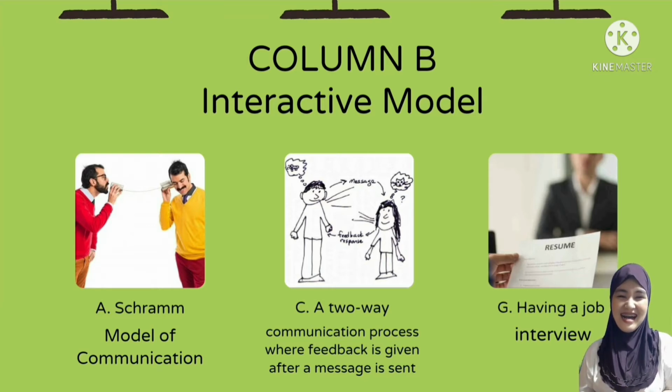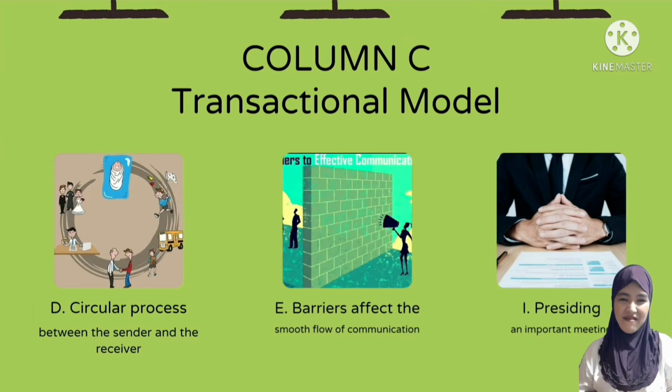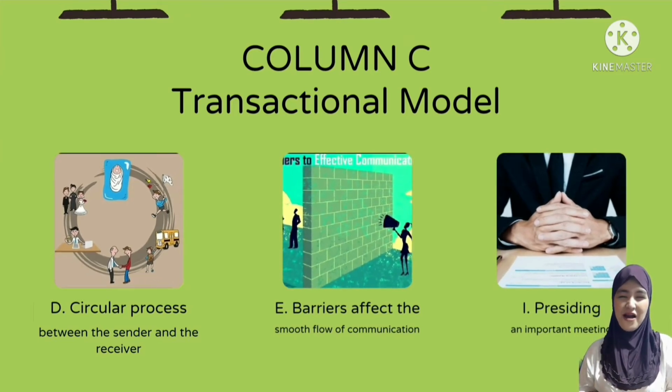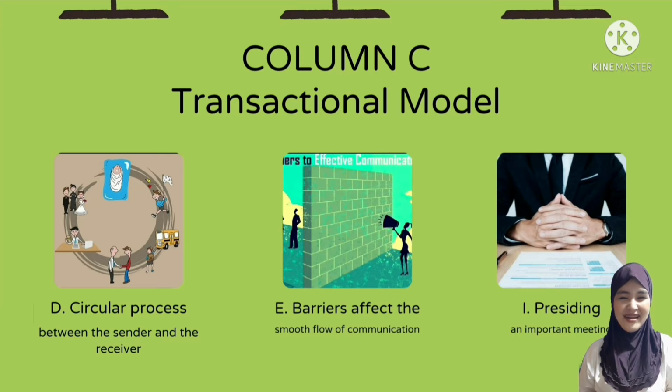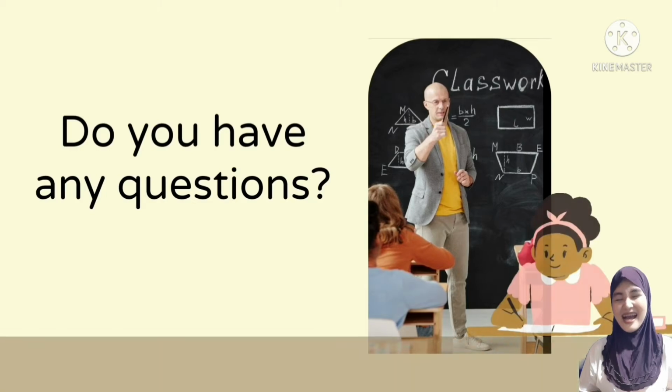And for column C, under transactional model, we have letter D, shows circular process between the sender and the receiver. Letter E, barriers affect the smooth flow of communication. Letter I, presiding an important meeting. Now, these concepts display an active participation of people in a communication situation. Were you able to get all the answers? Awesome! Do you have any questions before we proceed? Great!